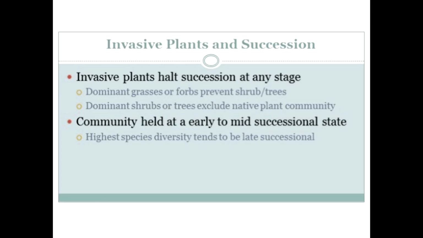And we know that communities would then be held at an early to mid-successional state. And we know that the highest species diversity tends to be late successional. So your greatest amount of insect and bird and animal diversity really is in those climax type of forest habitat. So by most accounts, this is a bad thing to have in a forest or in any landscape that is artificially held at an early successional state.